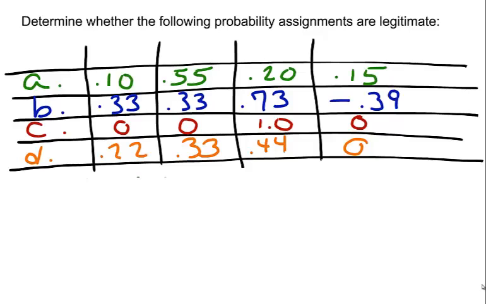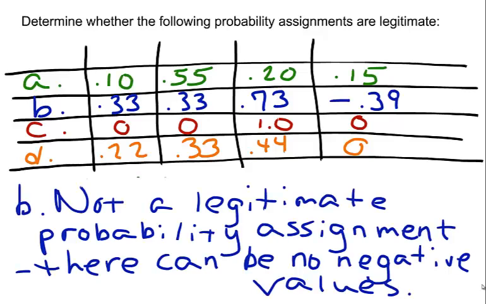For part B, we do not have a legitimate probability assignment. If we look at the values going across, 0.33, 0.33, 0.73, and negative 0.39, we see that we have a negative value. Since there can be no negative values in a probability distribution, this is not a legitimate probability assignment.